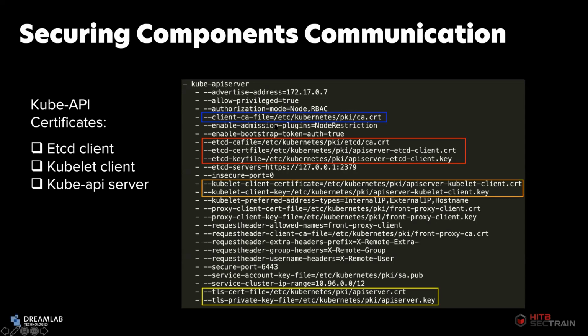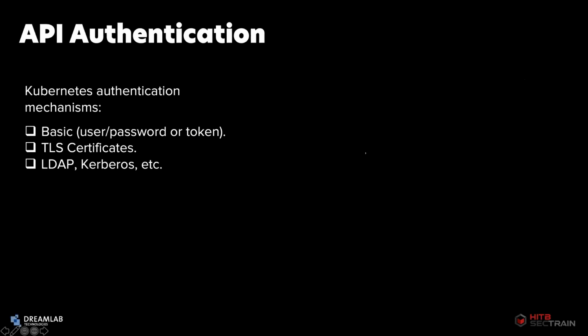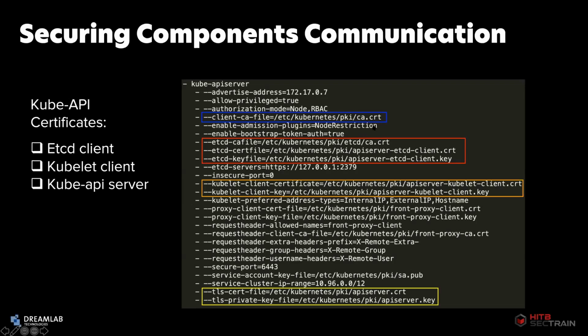In blue, here, we can see the path to the CA certificate, which is the CA certificate of our cluster. Then in red, we have the certificate to talk as a client to the etcd. And also, we can specify here the CA certificate of the etcd cluster. It's not the same one as the other CA. So we have two, basically, one for the etcd and one for the default Kubernetes components.